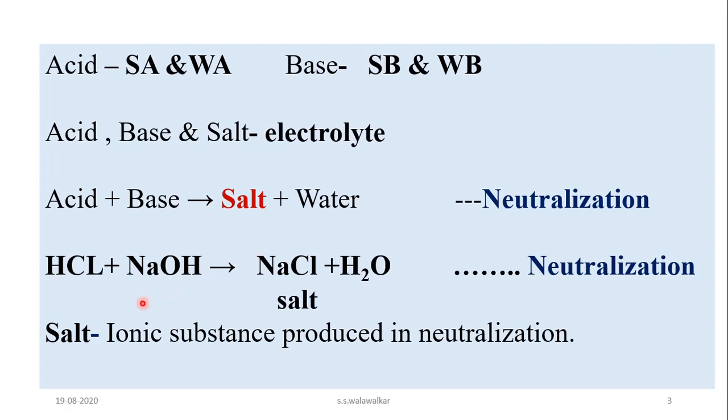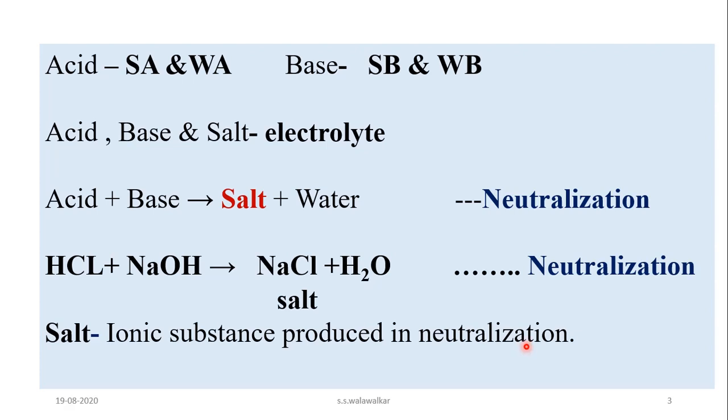Now see here one example of it. HCl is an acid. When it reacts with NaOH, that is a base, alkali, then it produces a salt and water. And NaCl is a ionic compound. Therefore how we can define the salt? Salt is what? Ionic substance produced in neutralization reaction. So that is what? Definition of salt.